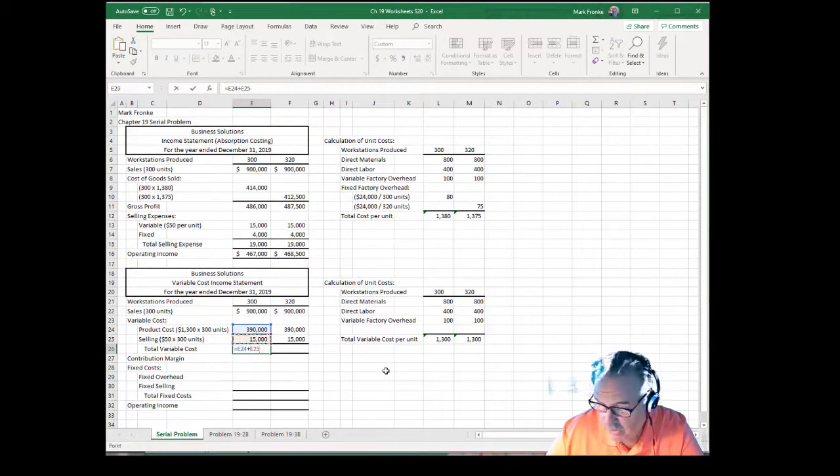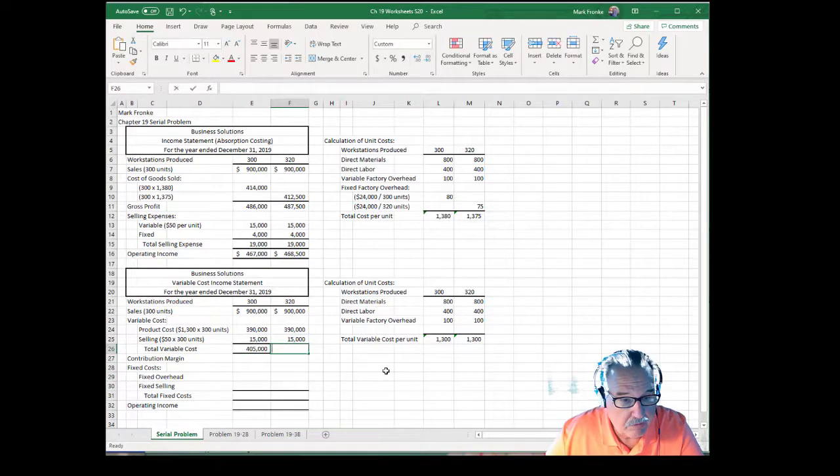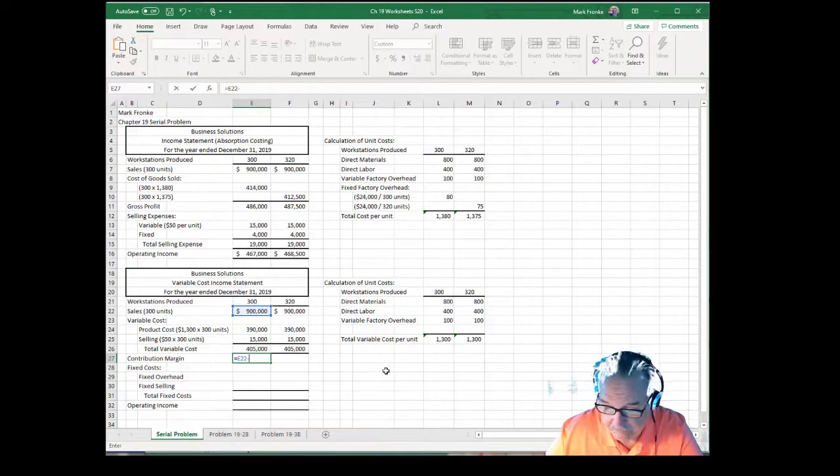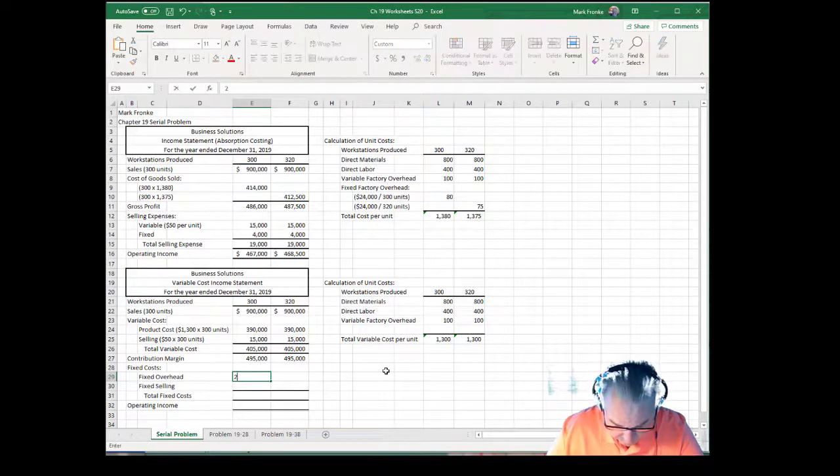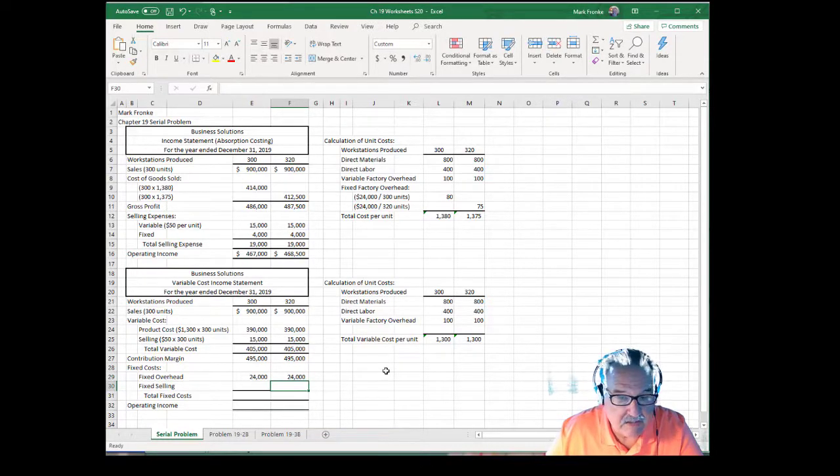So our total variable cost is $405 in both situations because, again, variable costs would be based on what we sold. And if we subtract the variable cost from sales, we get contribution margin of $495. Our fixed overhead is still $24,000, but now we're just expensing it.